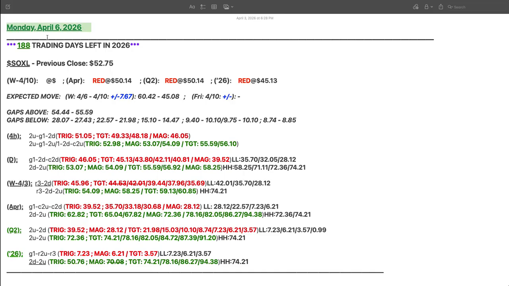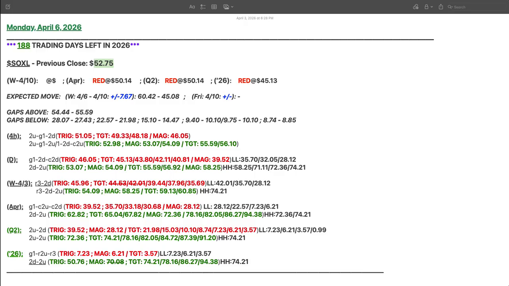So for Monday, April 6th, there will be 188 trading days left in 2026. We know the close price on Thursday, April 2nd was 52.75. The week hasn't opened, so we don't know what the flip is going to be, but we know that the flip on the month is 50.14 to flip it red. Same for the quarter, because last month started a new quarter. So in order for the week, the month and the quarter to stay green, we've got to stay above that 50.14 level. And if the year were to turn red, we would have to drop below that 45.13 level.